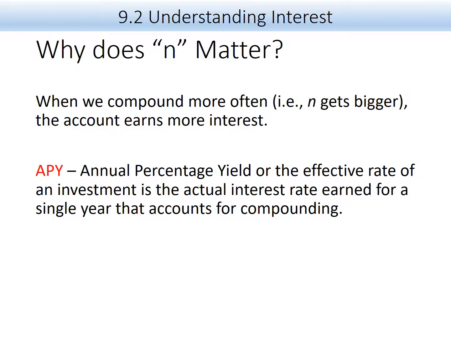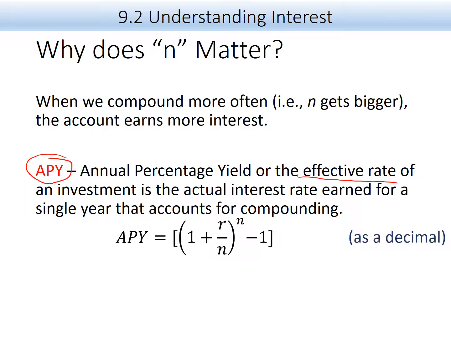So in order to combat that, we have something called the APY, the annual percentage yield, or I usually call it the effective rate of an investment. It's the actual interest rate you earn in a single year that accounts for the different ways to compound. It levels the playing field. You can compare a quarterly compounding to a monthly compounding to a daily compounding, and you get a rate that's apples to apples instead of apples to oranges.